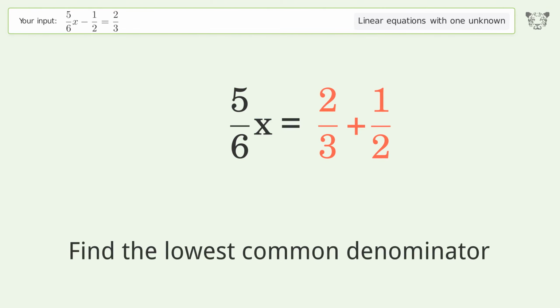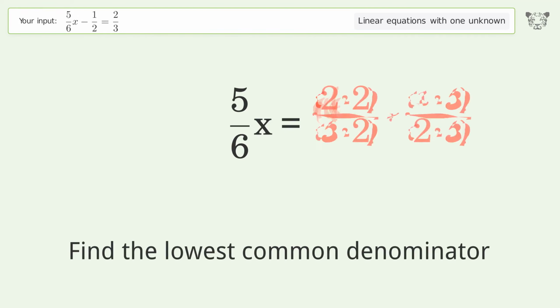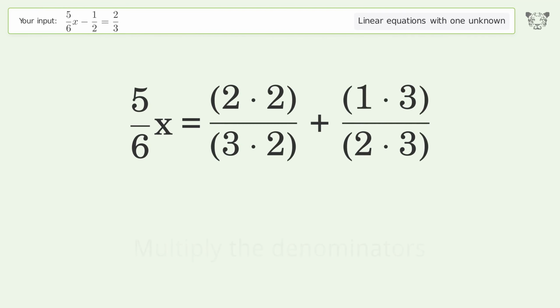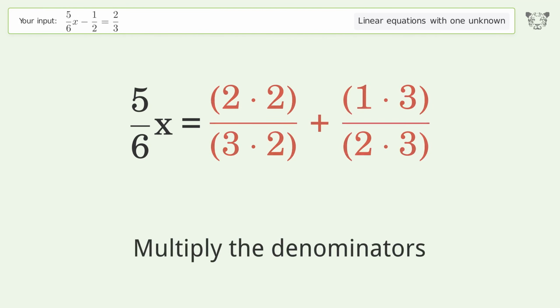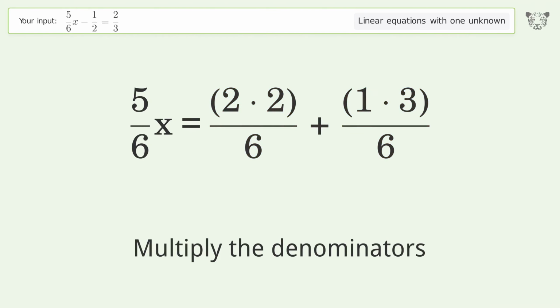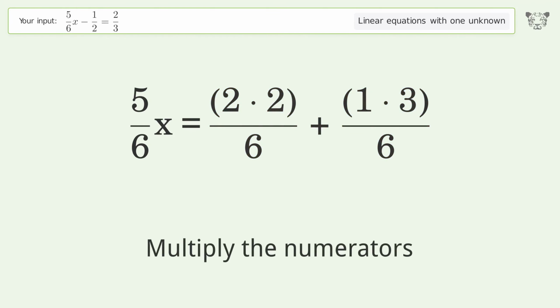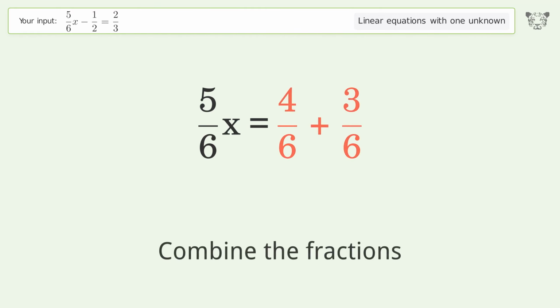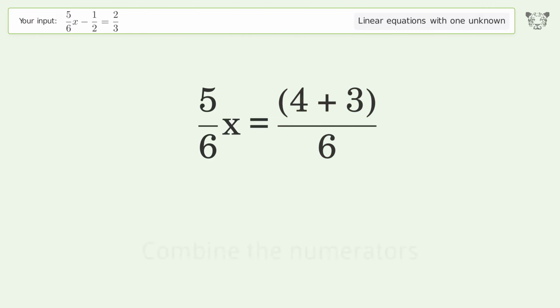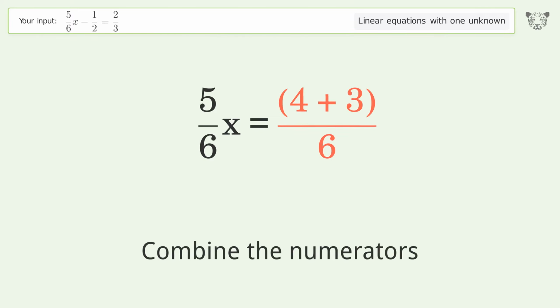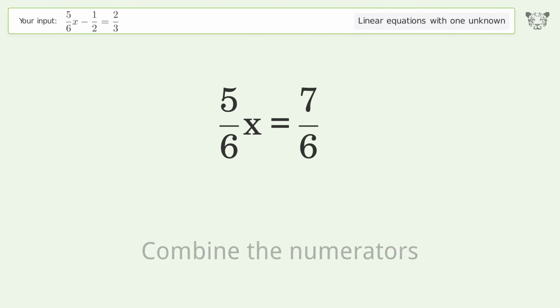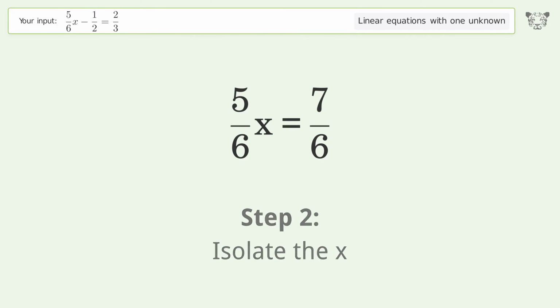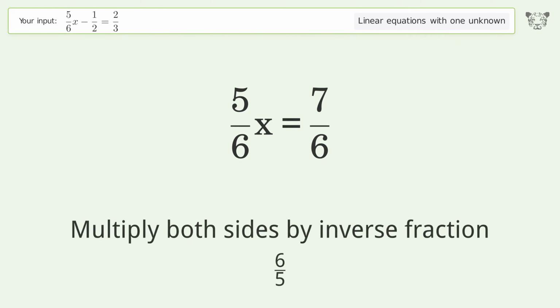Find the lowest common denominator. Multiply the denominators. Multiply the numerators. Combine the fractions. Combine the numerators. Isolate the x. Multiply both sides by inverse fraction 6/5.